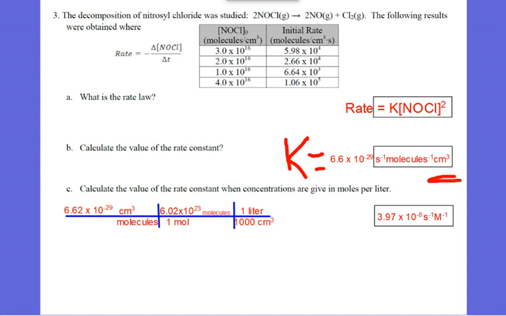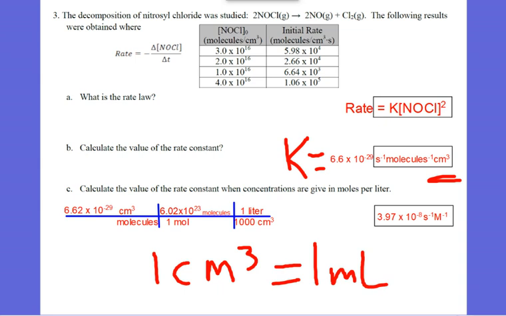And then part C, we're supposed to change molecules per cubic centimeter or centimeters per molecule into molarity units. So how do you go from molecules to moles? Use good old Avogadro right there. And then cubic centimeters are identical to milliliters. And since they're identical, I use the same ratio I would with milliliters. I said a liter is 1,000 cubic centimeters, and I was able to convert my molecules in cubic centimeters over to moles per liter.